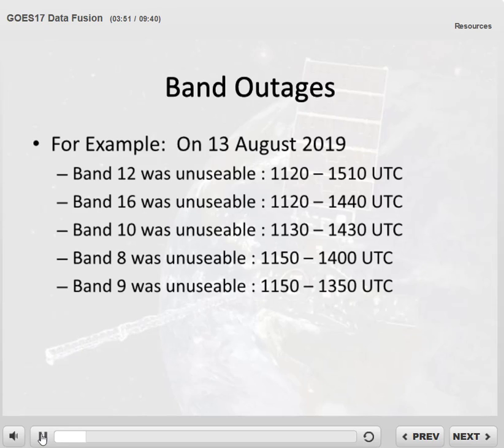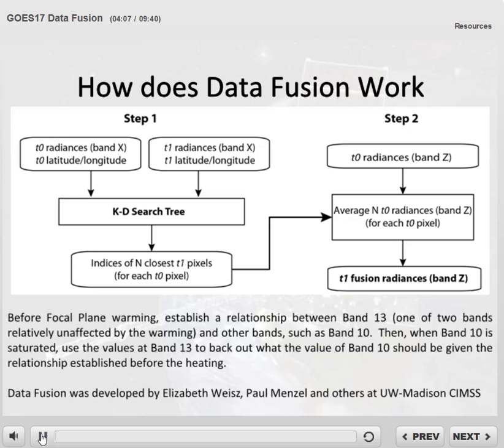When can you expect to see no data if you don't use fusion? Here's an example from an inspection of data in AWIPS for a day in August. As August progresses, the times the data become unusable become longer and longer. You'll see similar outages in February, April, and October.